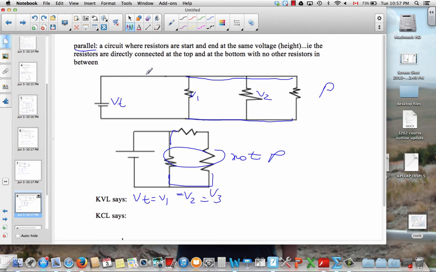Now for current, the total current from the cell is going to split at this point. There'll be a current I1 that goes down in that direction. If we call this I2 and this I3, and if we follow it down to this junction, we'll see that I2 and I3 add together to give you the total current in this wire, and then I1 adds in as well, so that the total current going back through the cell is the sum of I1 plus I2 plus I3.